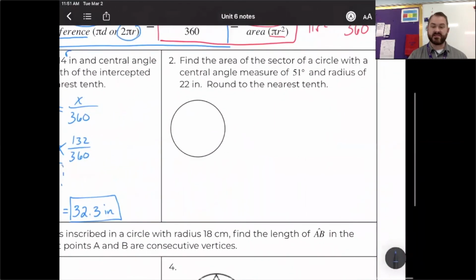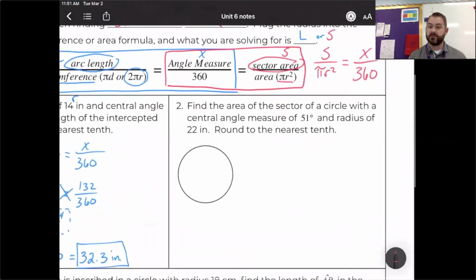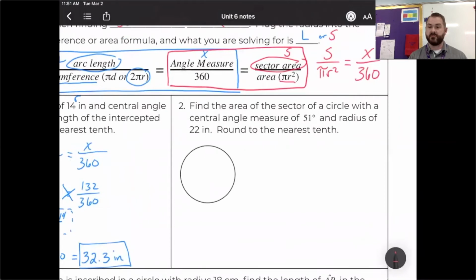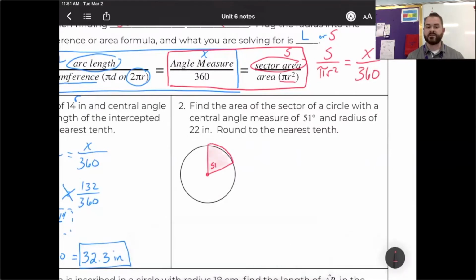Number 2, this time it says find the area of a sector. Okay, so now we're going to use this formula. Okay, so our sector, I'll kind of draw that out for you. We have a center of a circle again. We have a radius going this way. An angle of 51 degrees would be about that. And we have this arc making this sector. Okay, so I want the area of that sector. The radius, they tell me, is 22 inches.